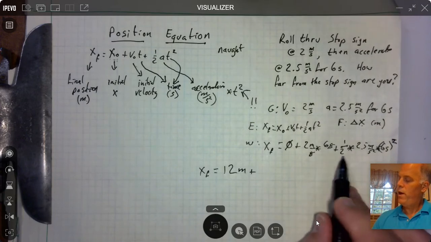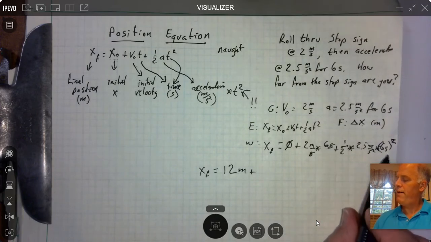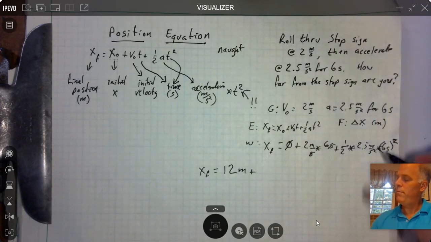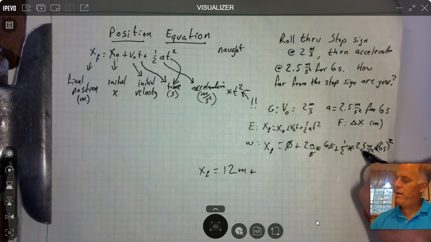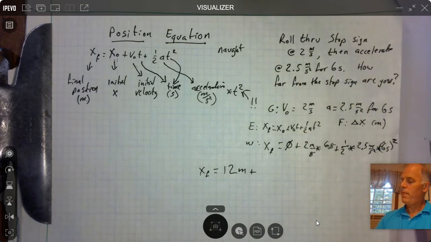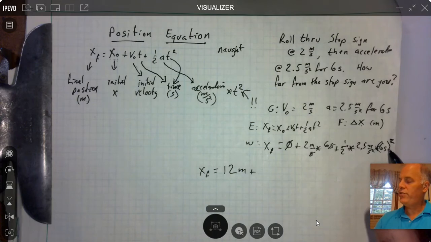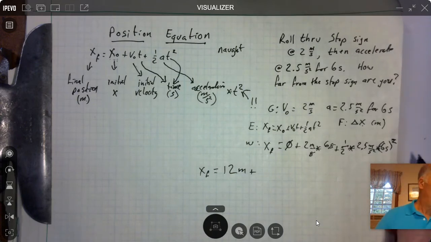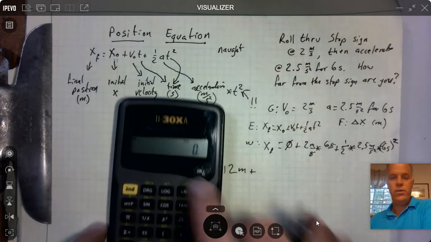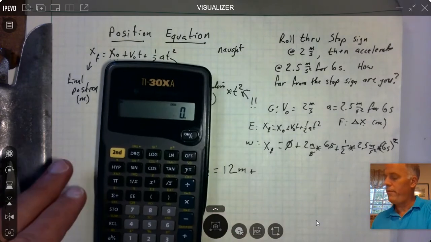Plus 1/2 times 2.5 times 6 squared. Whew. Maybe we can do that in our head. Maybe we can't. But 6 squared is 36. Tell you what, let's just get a calculator out here and do it. We can do that in our head, but why show off?